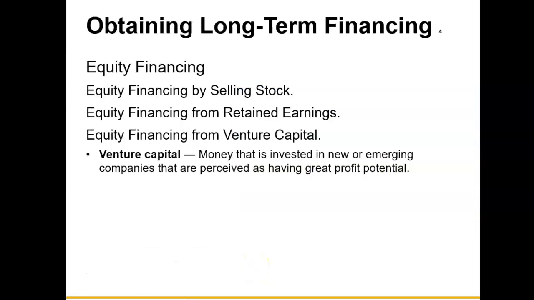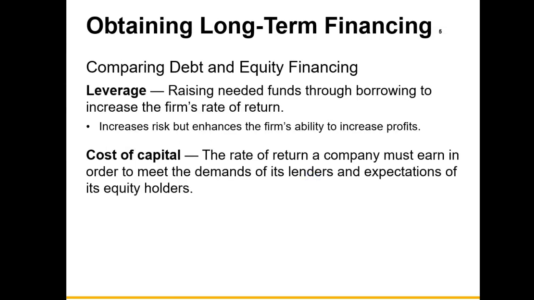Okay? Another way of obtaining financing, what we call equity financing. Equity means you're selling ownership into your business. So when a company sells stock, that's equity financing. If using their retained earnings, that's equity financing. Another option is what we call venture capital. That's when a company or individual invests money in new or emerging companies that are perceived as having great profit potential. So if someone believes in your idea for a new business, they may actually fund your new company. That's known as venture capital. But in exchange, they're going to have some type of ownership percentage in your business.